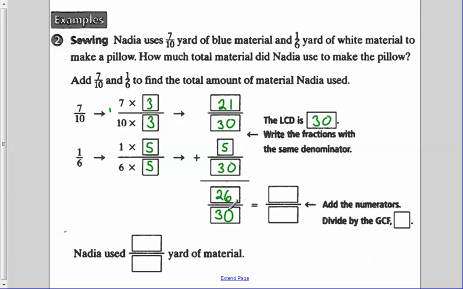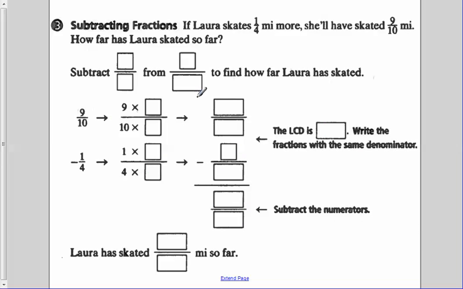Now, when I have 26/30, that's not in simplest form, so I need to simplify or reduce. And I can factor out a 2 in each. So I'm going to factor out a 2. 26 divided by 2 is 13, and 30 divided by 2 is 15, because they each had a common factor of 2. So Nadia used 13/15 yard of material.